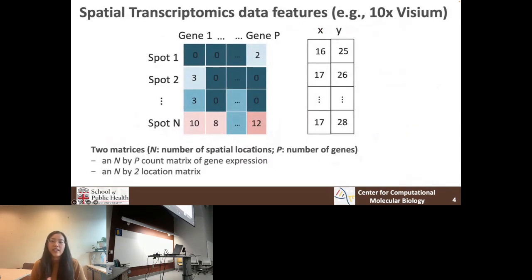So at the end of the day, through these spatial transcriptomics technologies, you will get a set of two data matrices. Specifically, one is this N by P count matrix of the gene expression measurements, where N is the number of spatial locations and P is the number of total genes. Another data matrix is the spatial location matrix, with usually two-dimensional coordinates that represent the spatial relationship across all these locations. We call each location a spot here.